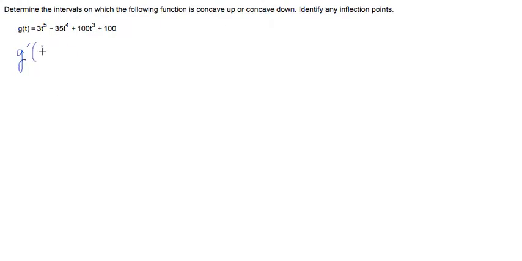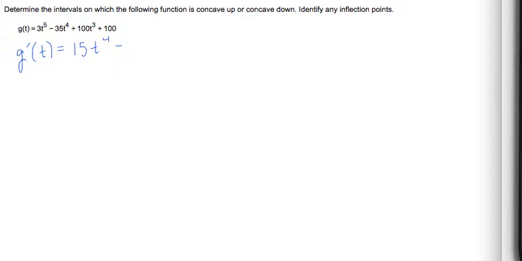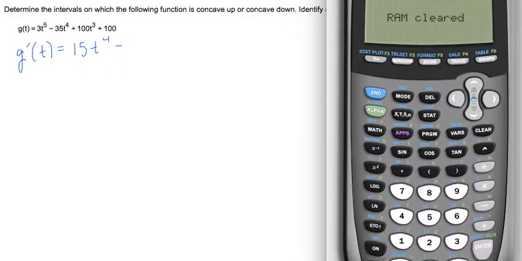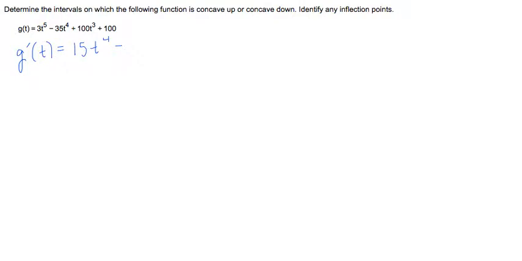So the first derivative, bringing down the 5, we get 15 t to the 4th minus, let's see, 35 times 4. If you need to use your calculator for big numbers, that's okay. 35 times 4 is 140. So minus 140 t cubed plus 300 t squared. Okay, the derivative of 100 is 0.